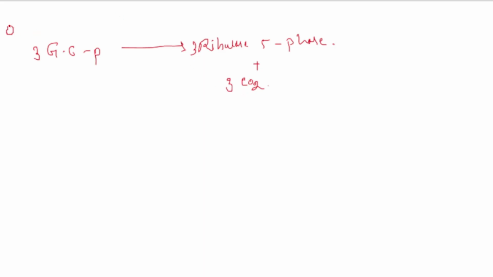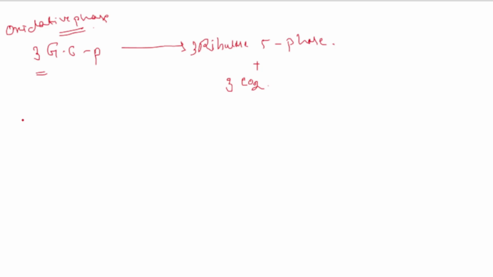We got this from the oxidative phase. Now comes the non-oxidative phase. What happens in the non-oxidative phase? There is utilization of only 1 glucose 6-phosphate. So the extra 2 molecules of glucose 6-phosphate will be recycled. We will see how the recycling of these phases takes place.